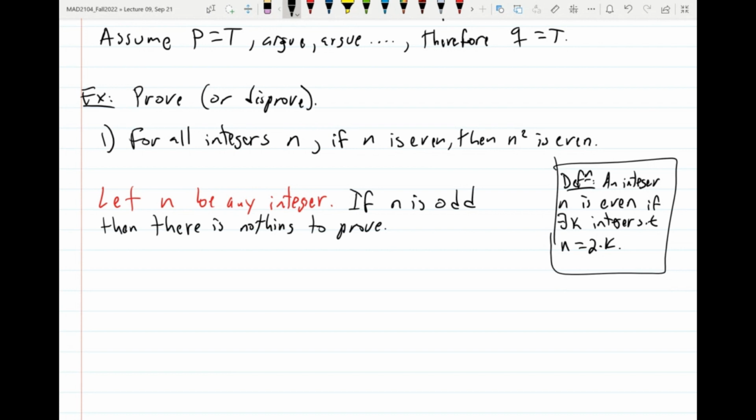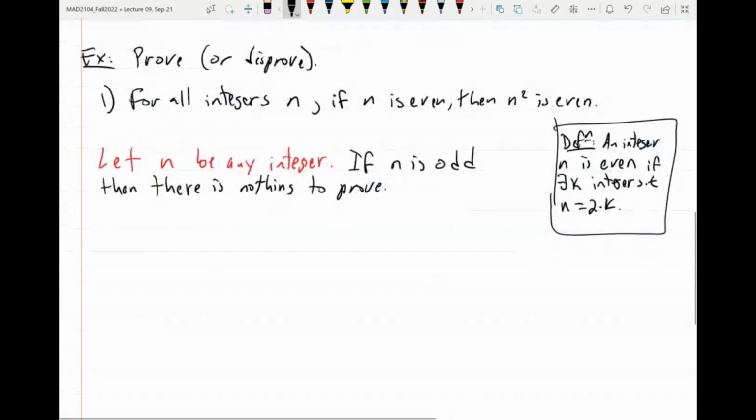In fact, this implication will automatically work because we're starting with something that's false. Because n is odd, this part right here is false. You can say whatever you want with it. So we don't have to worry about that. Really, what's important is what happens if n is even. So if n is odd, then there's nothing to prove.